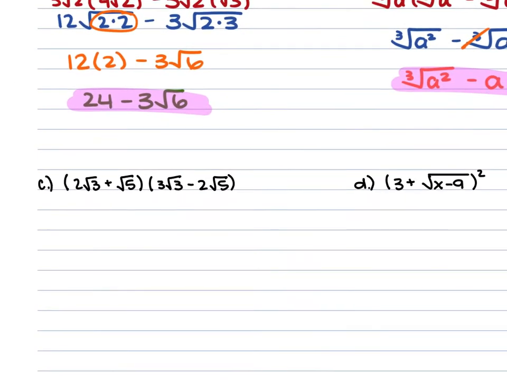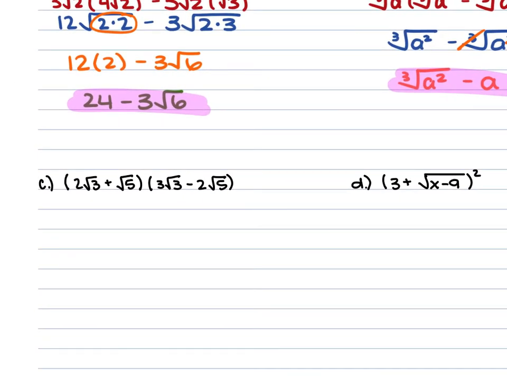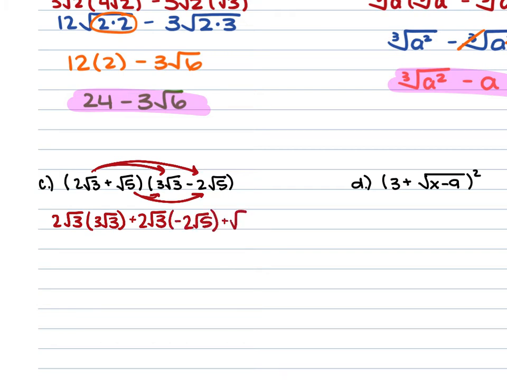For example C, we have 2 square root 3 plus the square root of 5 times 3 square root 3 minus 2 square root 5. So with this one, we are going to FOIL. So we're going to do the 2 square root 3 into the second set of parentheses. Then we're going to do the square root of 5 into the second set of parentheses. So we're going to do 2 square root 3 times 3 square root 3. Then that 2 square root 3 is positive, so we're going to multiply it then by a negative 2 square root 5. Then we have the square root of 5 times the 3 square root 3 and the square root of 5 times a negative 2 square root 5.